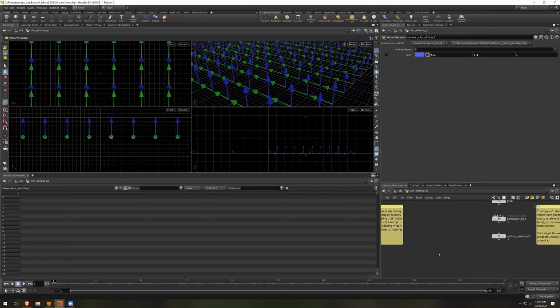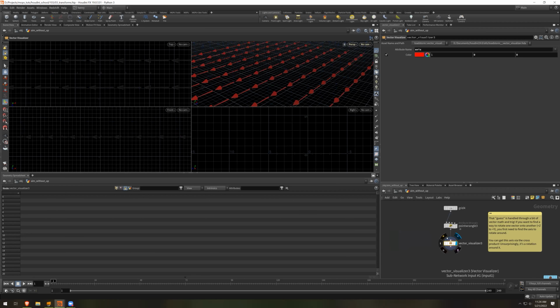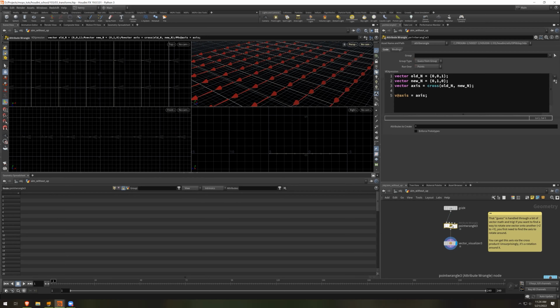Let's go over here to visualizer 3. So the guess that it's computing is based on the same vector math and trig that we were doing before. So it's looking at your old normal, the default world normal, which is 0, 0, 1. It's then saying, okay, your new normal is 0, 1, 0, right? That's the normals of the grid. And it's trying to figure out the axis of rotation between them.